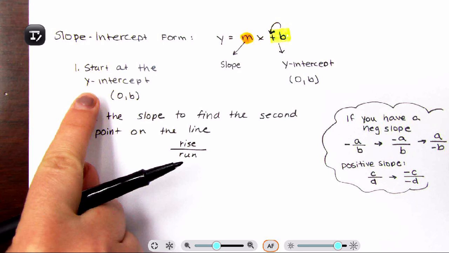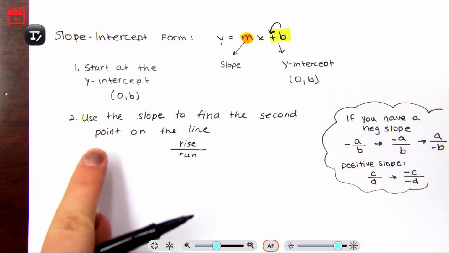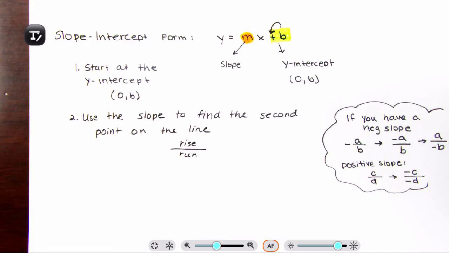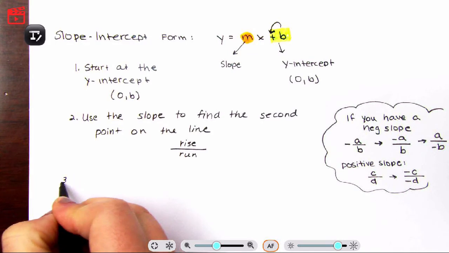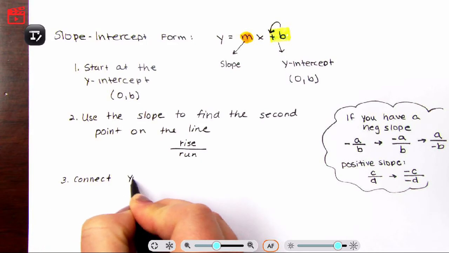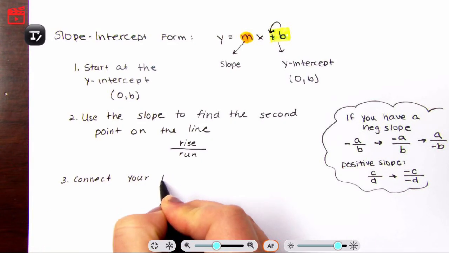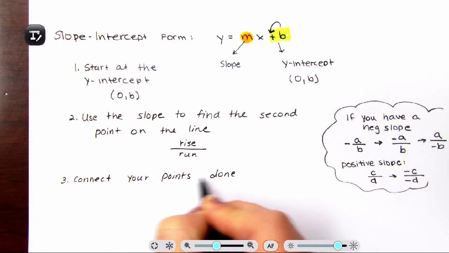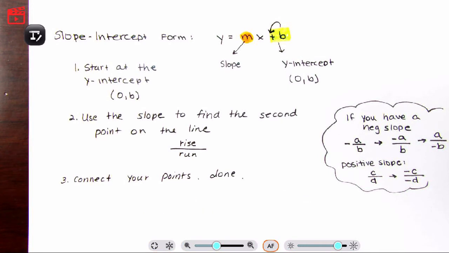All right, so step number 1 is start at the y-intercept. Step number 2 is you're going to use the slope to find the second point on the line. After that, you're done. You're going to connect your 2 points, and you're done. Let's go ahead and do an example.